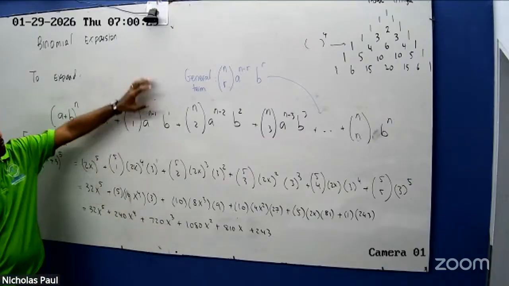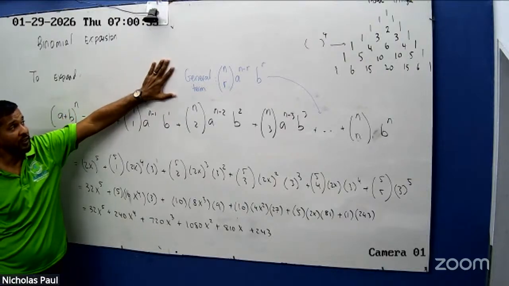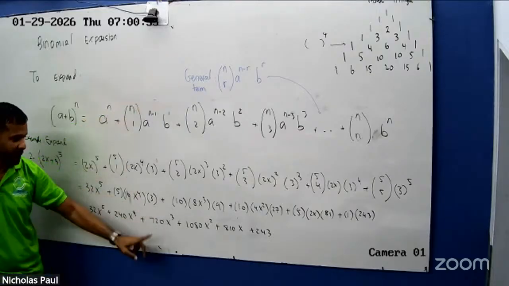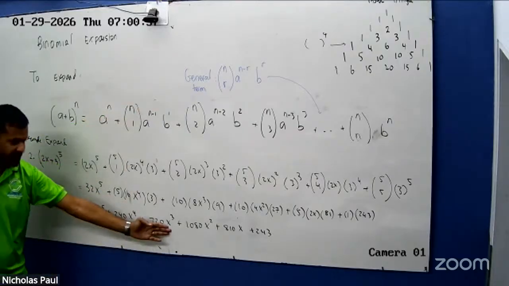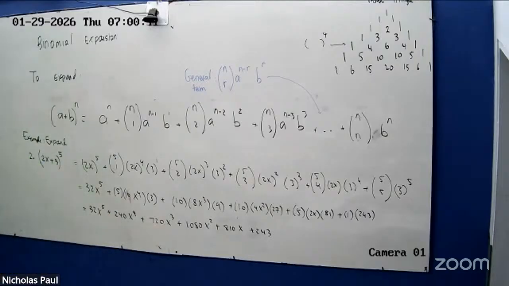And what we do is something called the general term. All right. So I want to show you how to use the general term to find the x cubed term. So make a note of what the x cubed term is, and let's see how we can work that out.